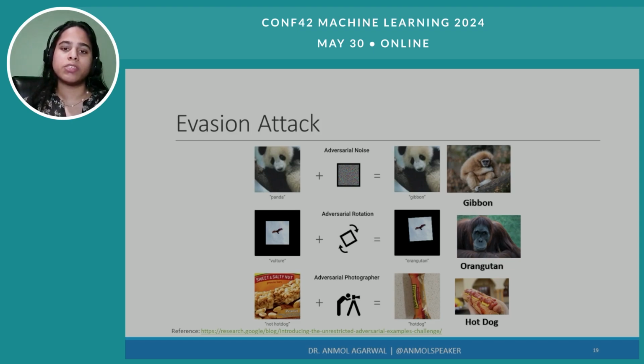You can also do something called adversarial photographer. The third image shows a granola bar box, but the way the photographer captures the image can trick the machine learning model into thinking that this granola bar is a hot dog because of the orientation of the image. Because it has this orientation, it might think that it's a hot dog.